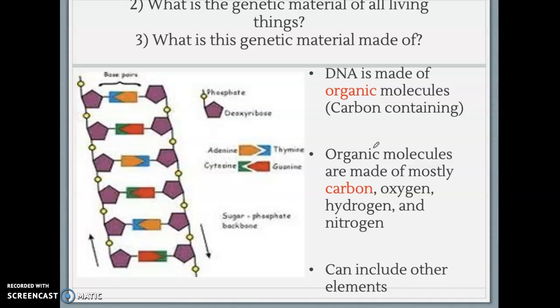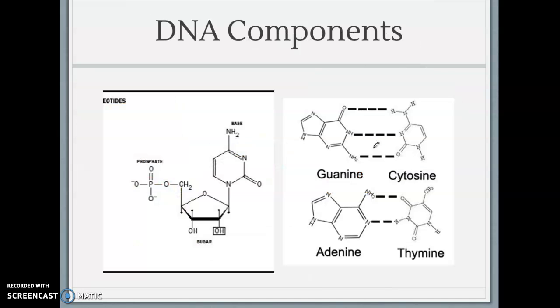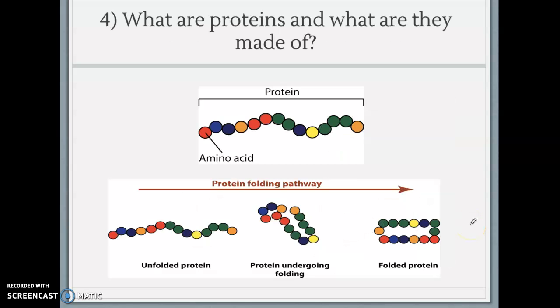So it's genetic material made out of organic molecules, meaning they contain carbon. So again, it's carbon compounds that are making up your body. And these are just more basic structure here. Our phosphate, our sugar, and then our base is attached, whether it's a G, a C, or an A, or a T. So what are proteins made out of?